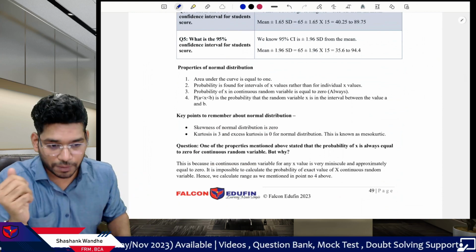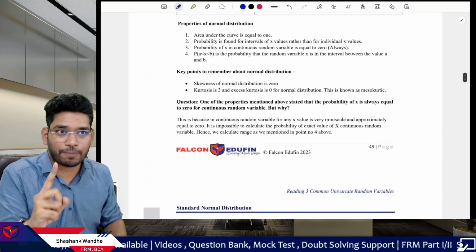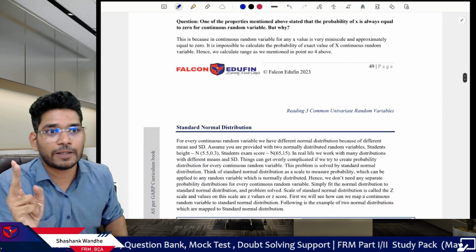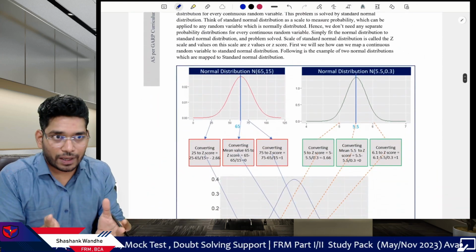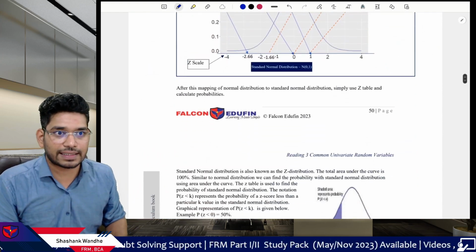Approximately 5 illustrations are there, and you will be able to understand how things work differently when we have different assumptions in the illustration. Now, properties of normal distribution. Again, must remember, whenever you see properties, whenever you see key points in the book, must remember. Then standard normal distribution: how any normal distribution is mapped onto the standard normal distribution. So this is the discussion.